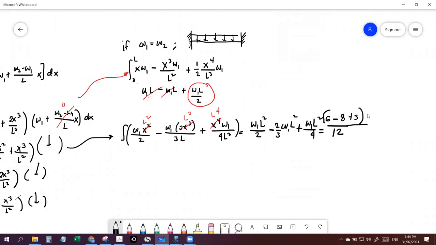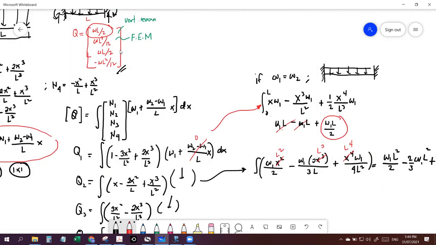Parang may na-miss yata ako. Saan ako nagkamali? Okay, tama lang. No? 2, 6 minus 8 is negative 2. Plus 3, positive 1. So therefore, W1 L squared over 12. Okay. So that's a fixed end moment.